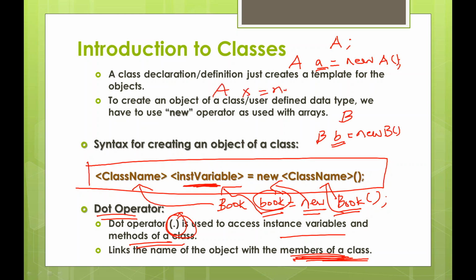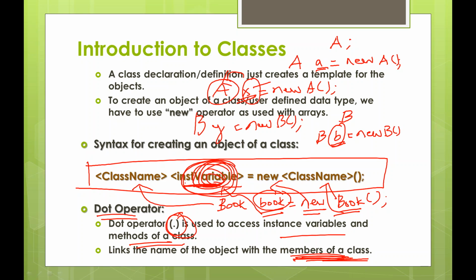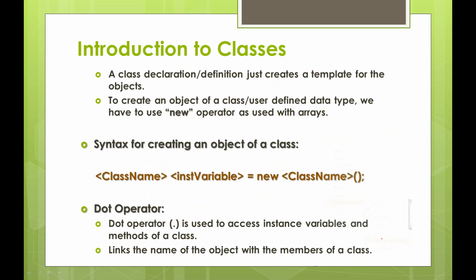X is equal to new A. This is just an identifier to identify an object of class A. B y is equal to new B. It need not be a single letter like we have mentioned here. It can be anything, just to identify an object. So now we know how to create an object and how to access the members using the dot operator.